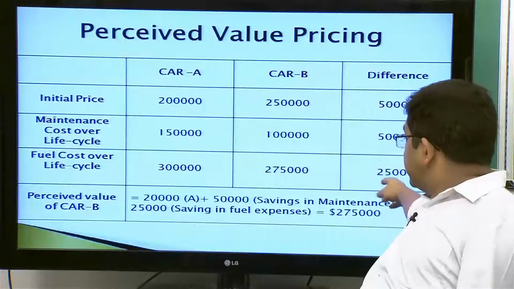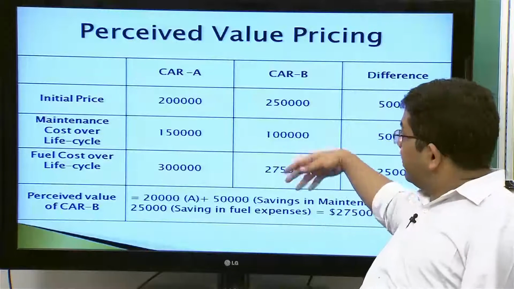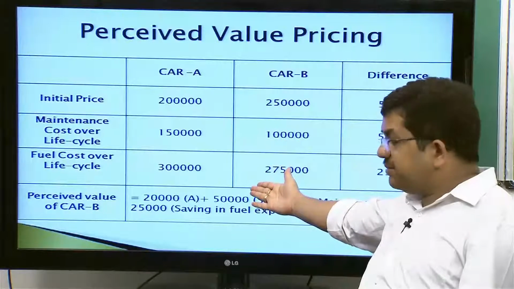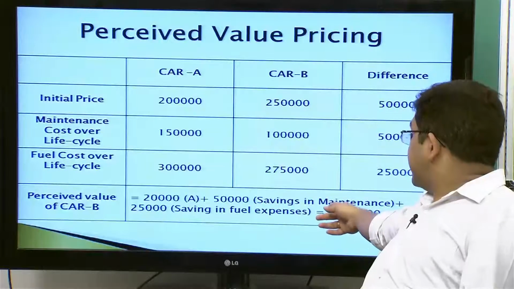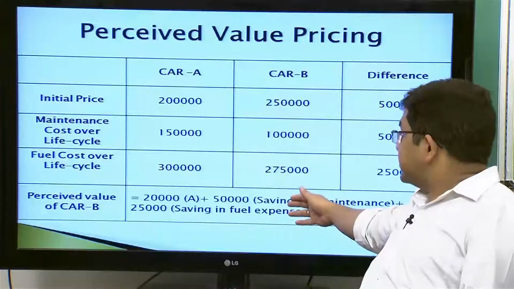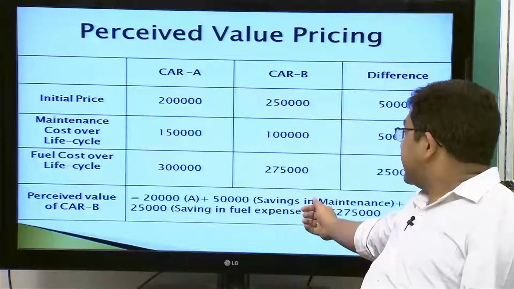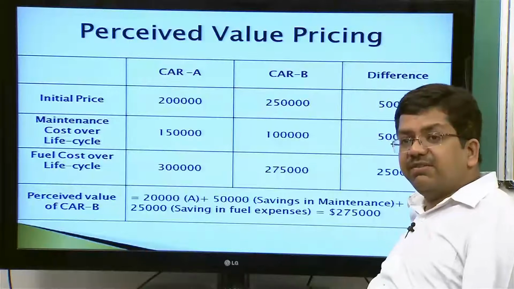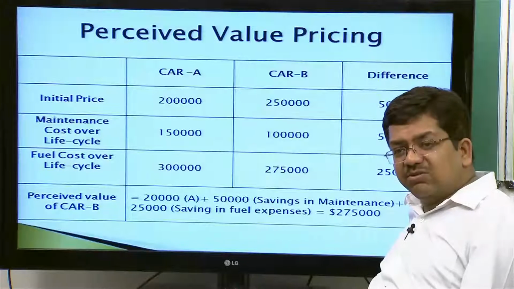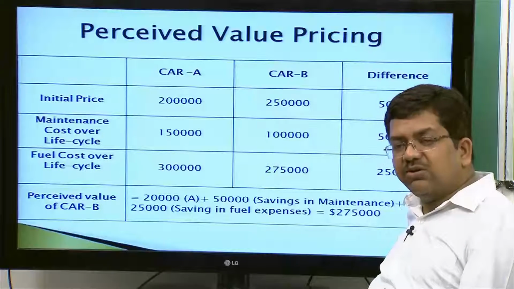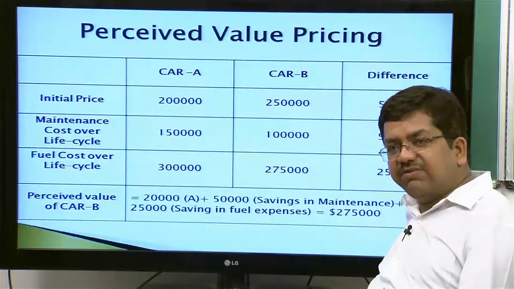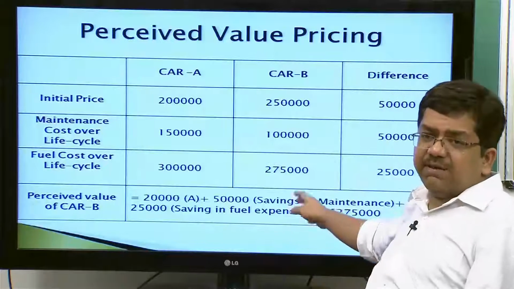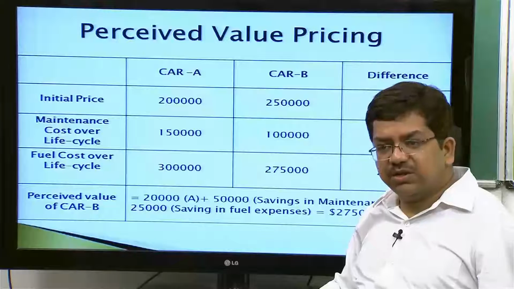Now if you want to understand the perceived value with respect to car A, the car should come at 2 lakhs, but you will say that the saving on maintenance over the life cycle is 50,000 and the saving in terms of fuel is 2,75,000. So the actual perceived value with respect to car A is 2,75,000 rupees. This is one good example to explain what perceived value is.